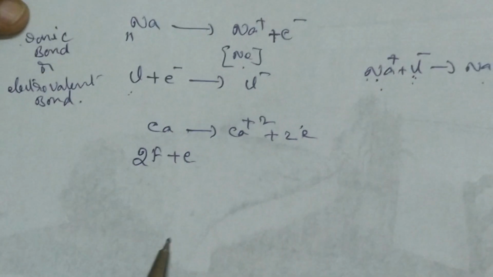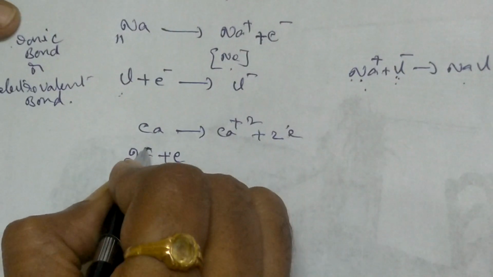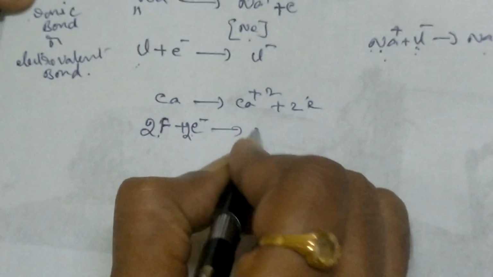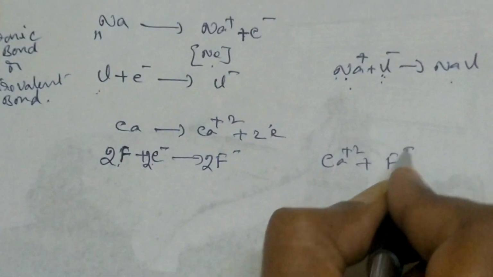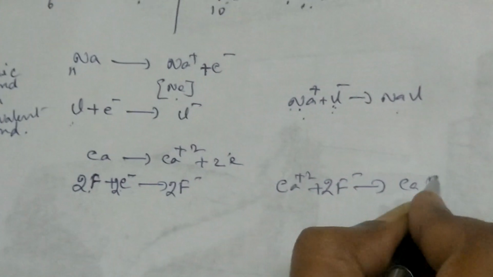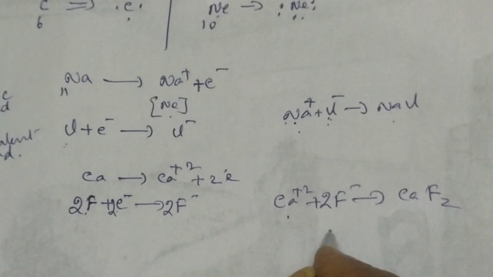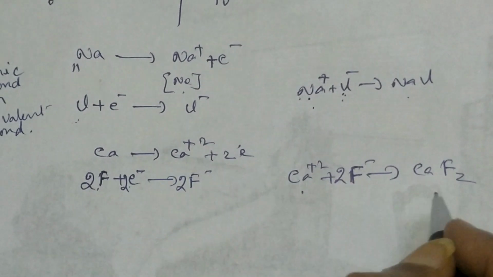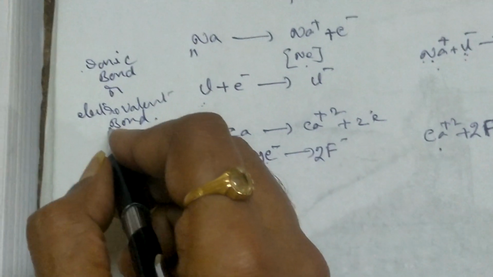Why are there fixed proportions? You can see here, fluorine can take only 1 electron. So 2 fluorines will come and take the 2 electrons, giving fluoride minus. When both combine, calcium plus 2 and 2 F minus give calcium fluoride. In this proportion, calcium is ready to give 2 electrons, and fluorine is ready to take only 1 electron. So 2 fluorine atoms join and make a calcium fluoride molecule. This is also an ionic bond type. So this is one more example.